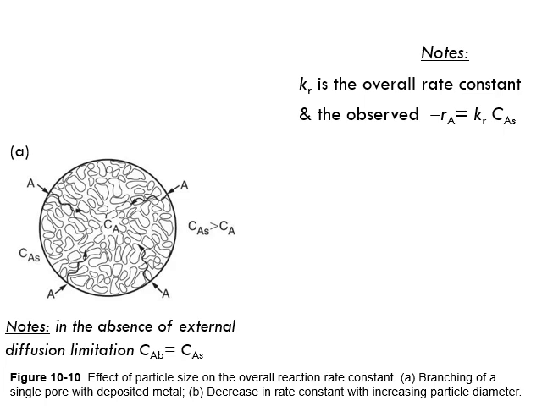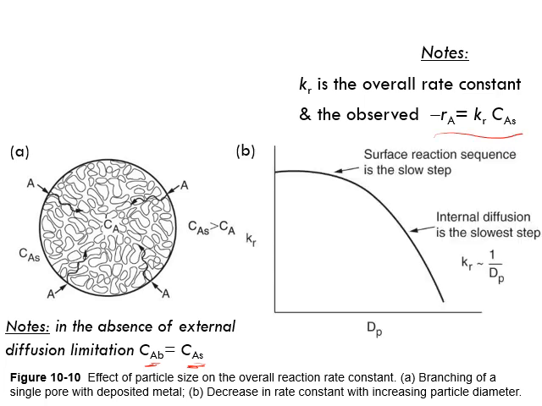So again, k_r is the overall rate constant and minus r_A is the observed rate of reaction, and we say that in the absence of external diffusion, C_A at the bulk equals C_A on the surface of the pellet. Therefore, we can write the rate law this way. Right. Now we are plotting k_r versus d_p. Remember, we said the overall rate constant is inversely proportional to d_p. So this is how it looks.